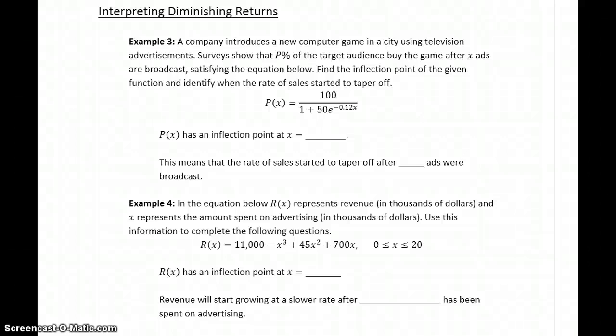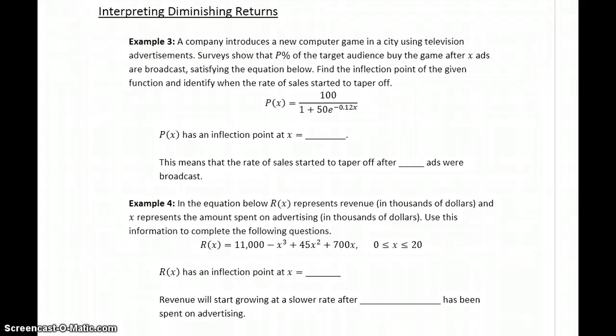So now we want to take a look at finding this point of diminishing returns by finding any inflection points and then providing an interpretation for what that means. So in example 3, we have a company that introduces a new computer game using TV ads. Survey shows that P% of the target audience buy the game after X ads are broadcast. So what we want to determine essentially is what's the most effective number of ads to run.